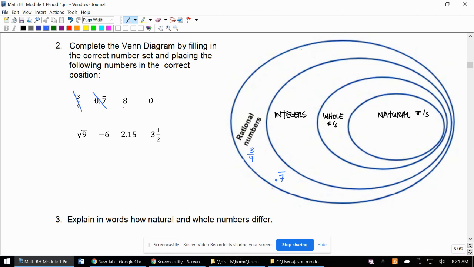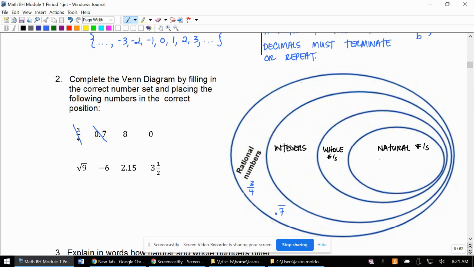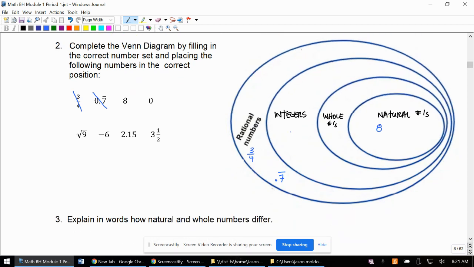And 8, if we think about our sets, it first showed up in natural numbers. So by placing it in natural right here, we're also saying that since this is nested within whole numbers, integer, and rational, by just writing 8 here, it actually falls into all the sets. And that's what we're looking to do. So we're not looking to write 8s in all 4 categories, just in this subset, which implies it's in the other sets.